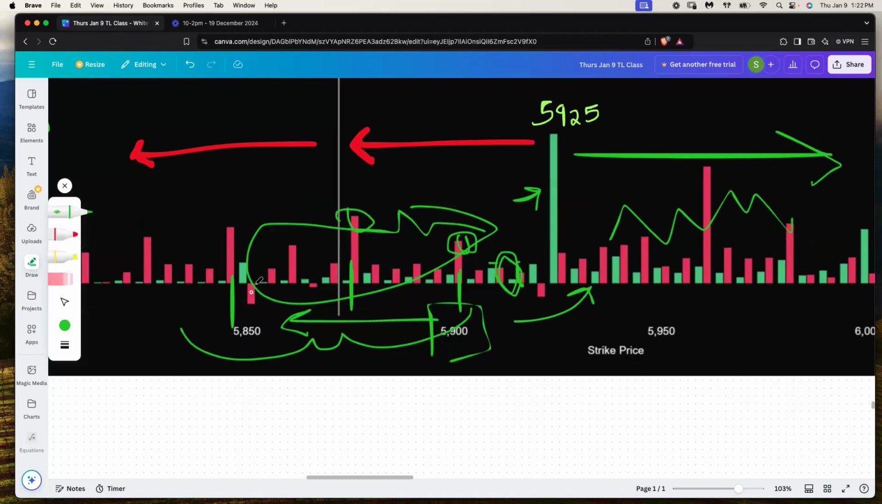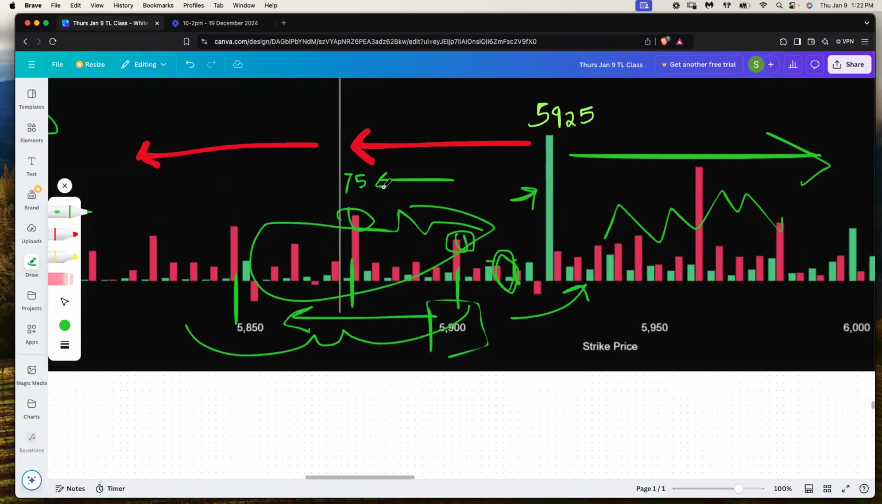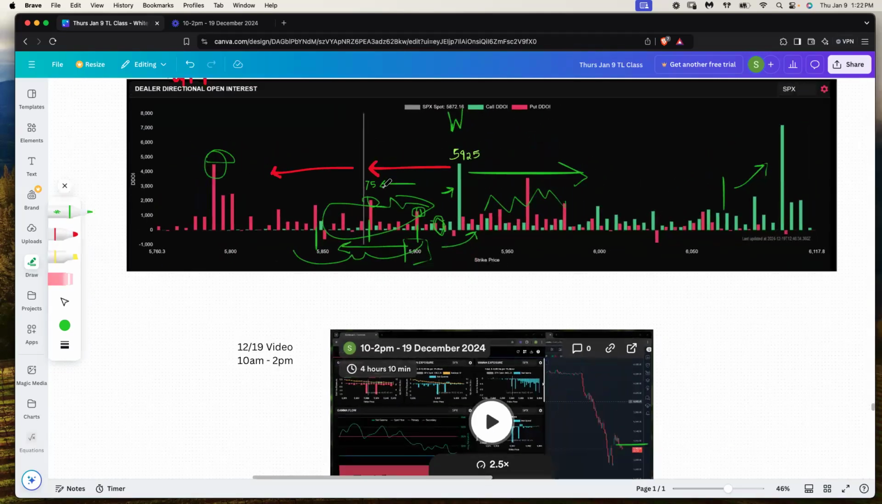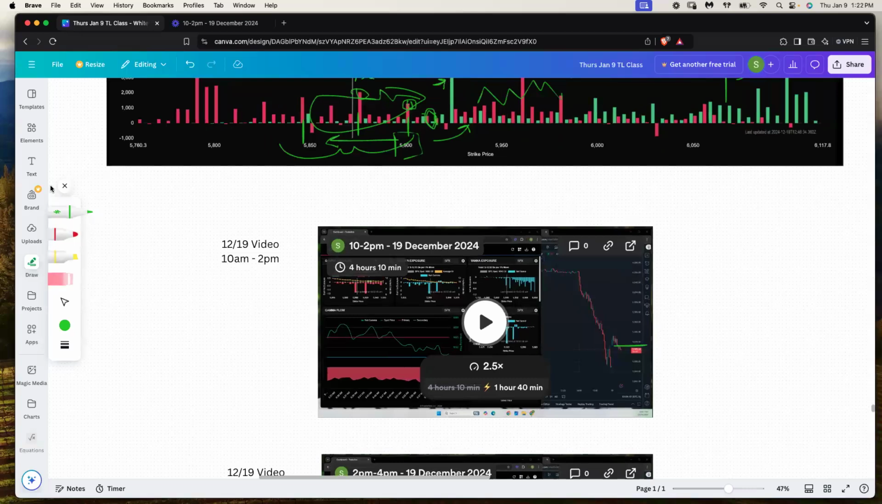I can't count. Oh, 50, 60, 70, 75. Let me just make sure I count it right. 60, 70, yeah, 75. So maybe you want to go like 5,900 to 75 as your short. I don't know. This is just an initial idea. We have to look at what the dashboard says.